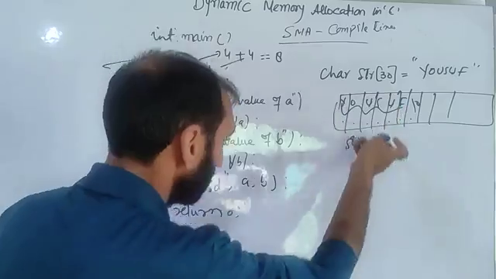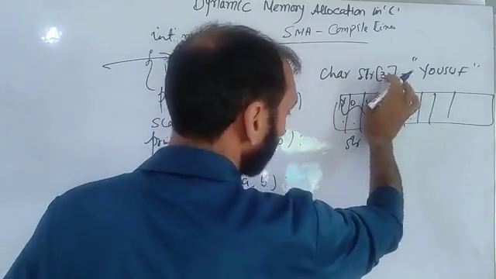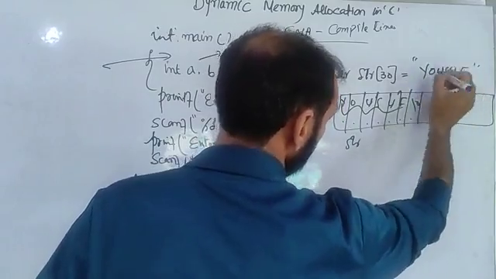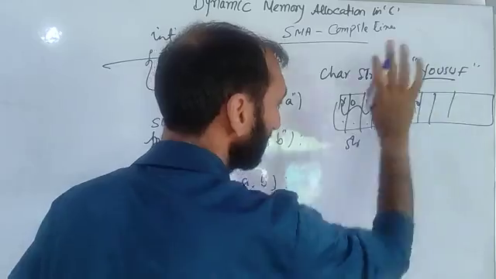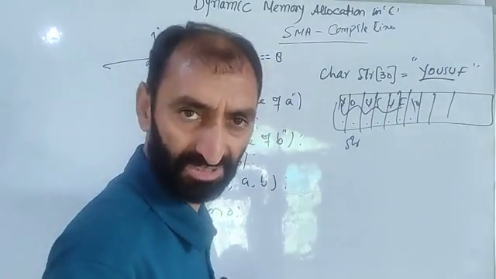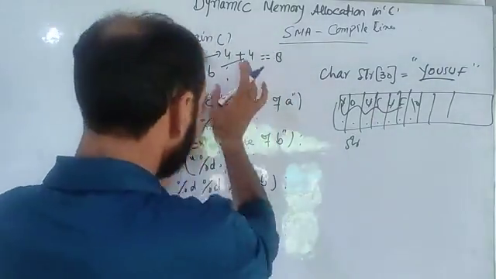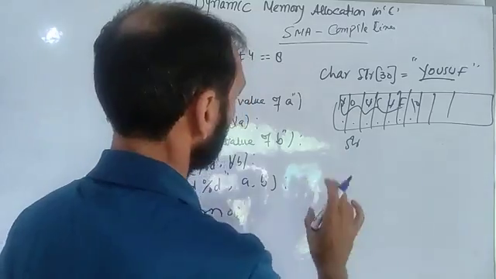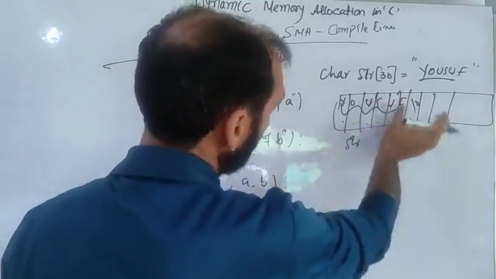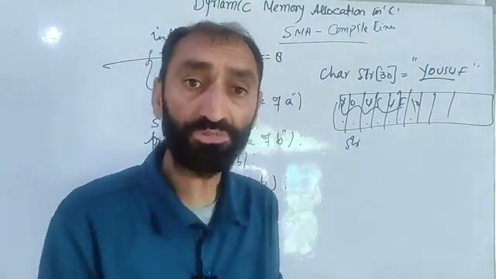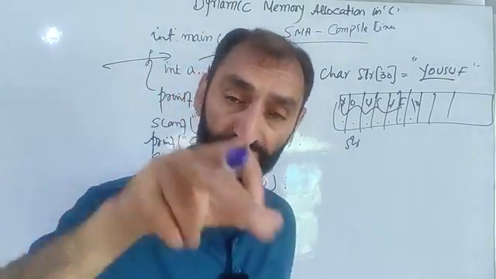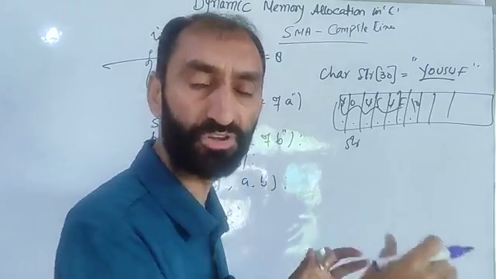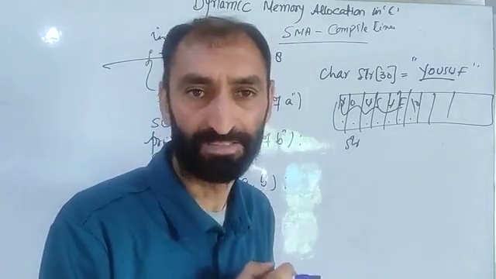Because I have fixed this memory of 30 for Yousuf, but later I am only entering a string of size 7. So we can say that compile time, static memory allocation will result in the wastage of memory. We know that memory is a crucial resource, and we have to use it judiciously and efficiently.